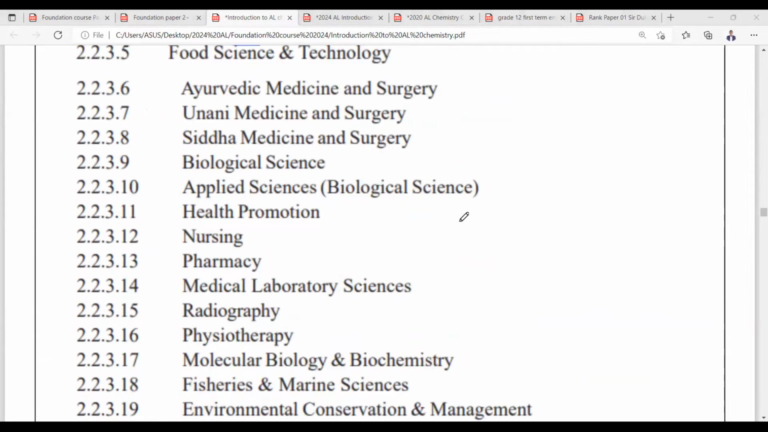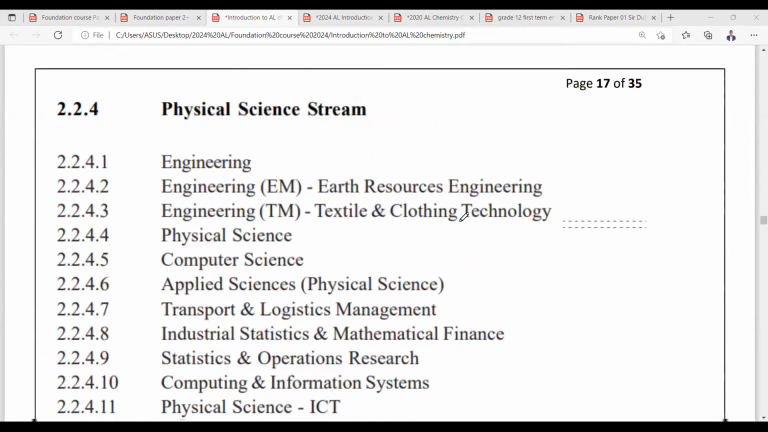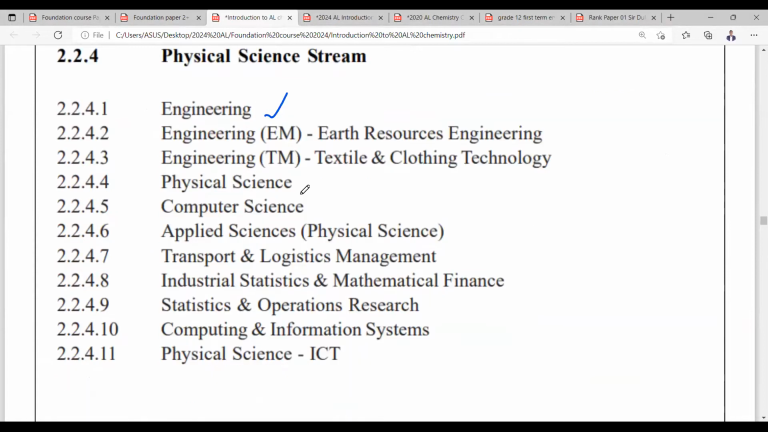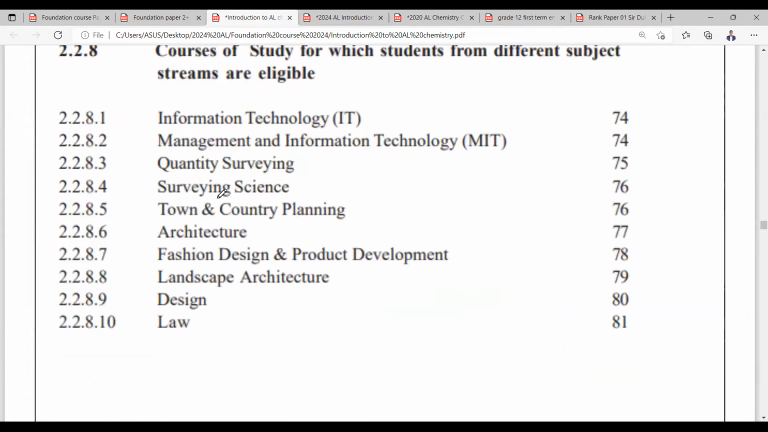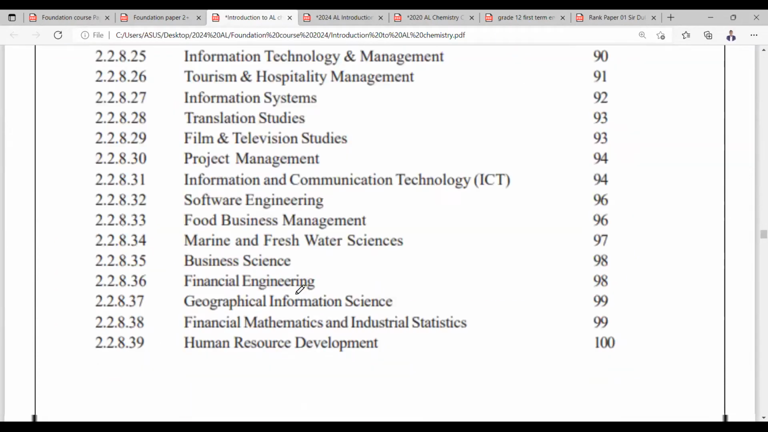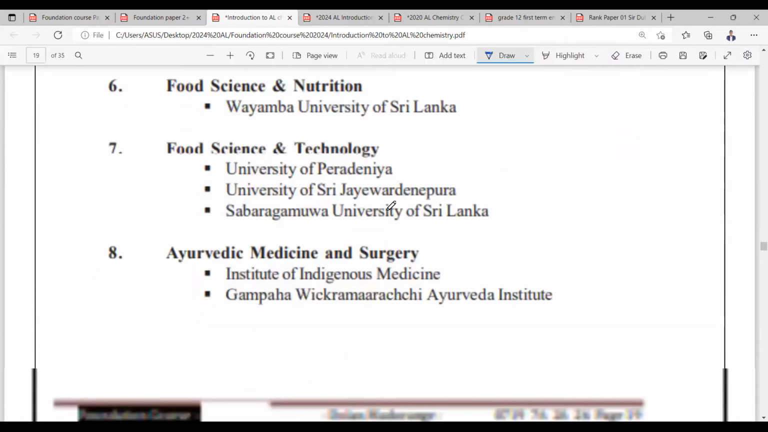Furthermore, if you are doing engineering science or physical science, we have these sections: physical science, computer science, engineering, and then these chapters. More sections are available under the common section also: survey, architecture, law, design. So you can just read everything. I can add these diagrams, and then the university admission information.